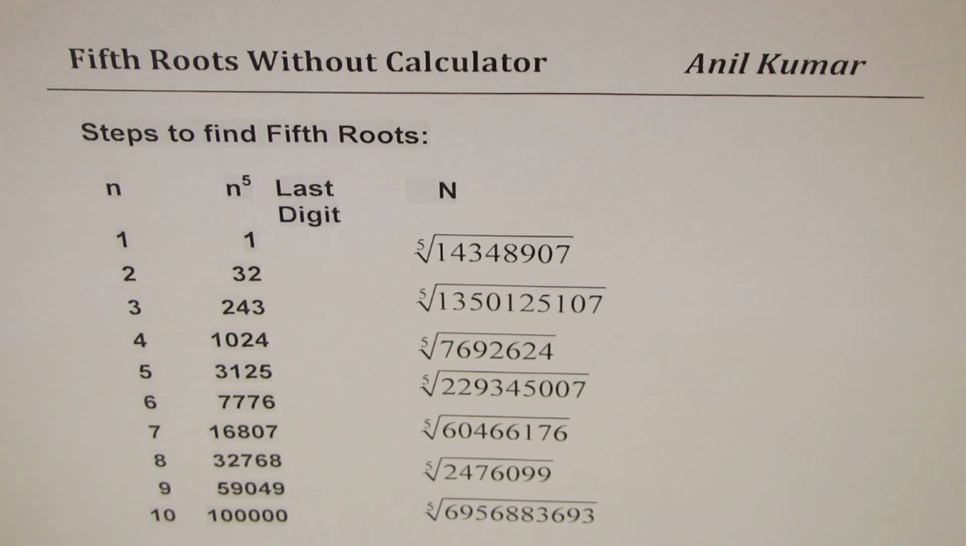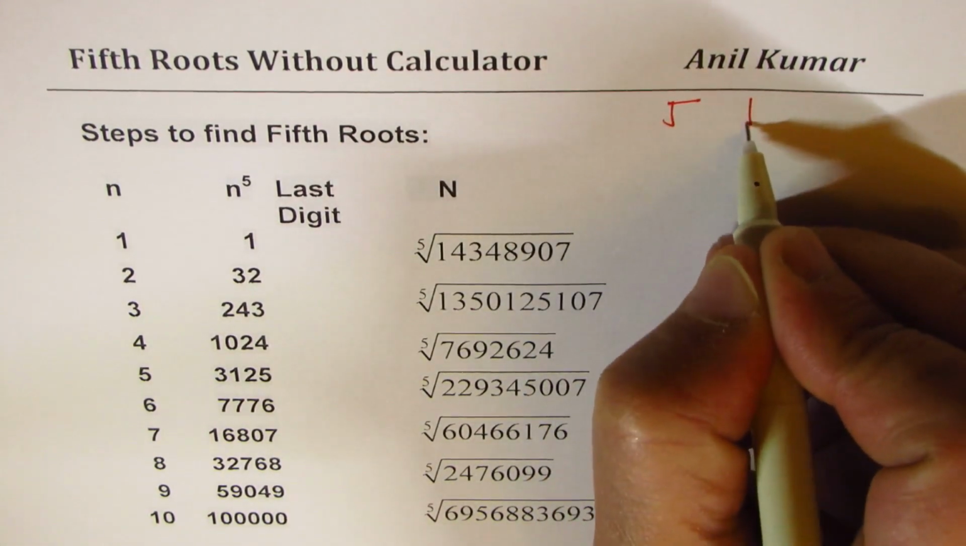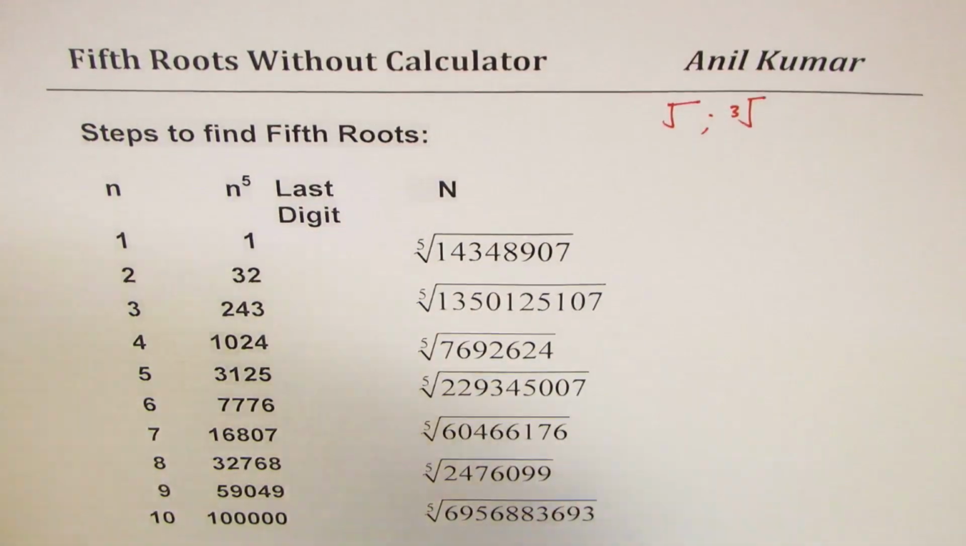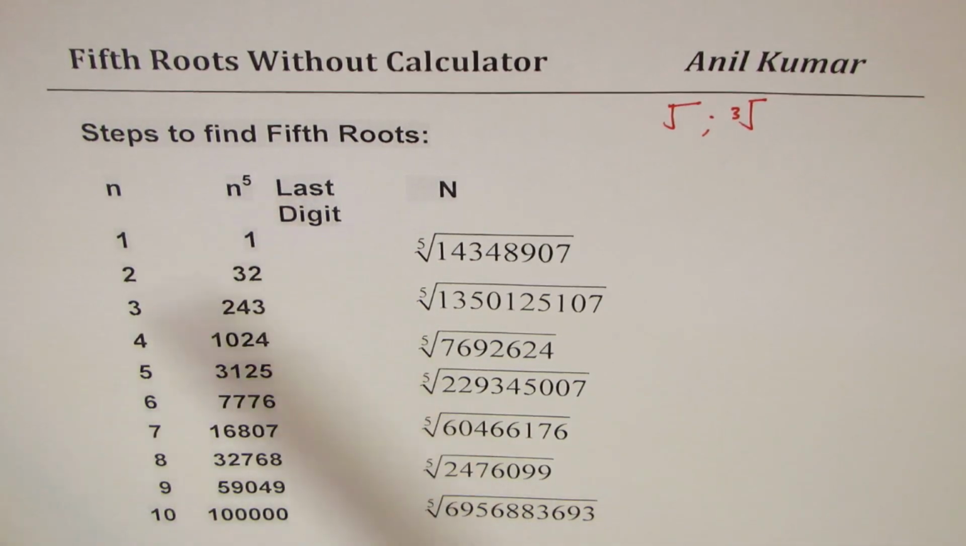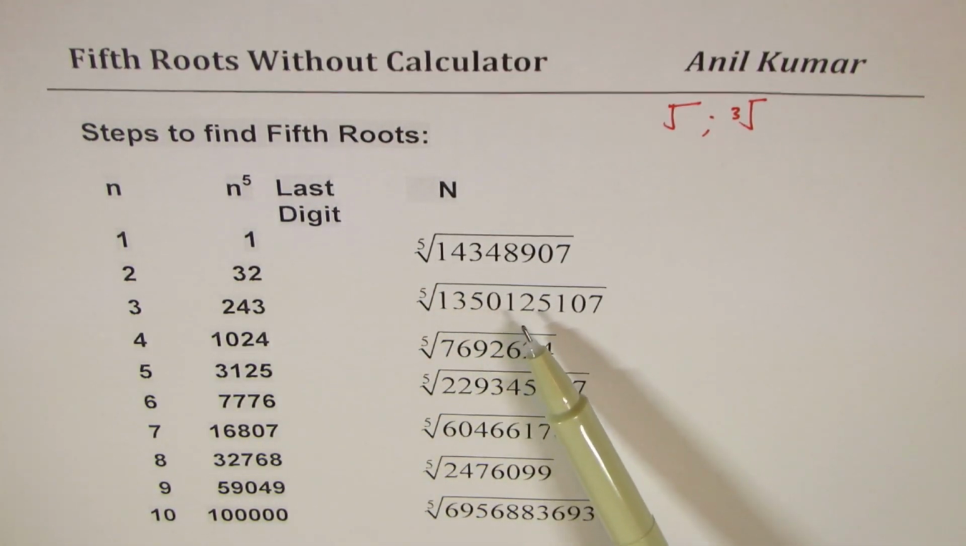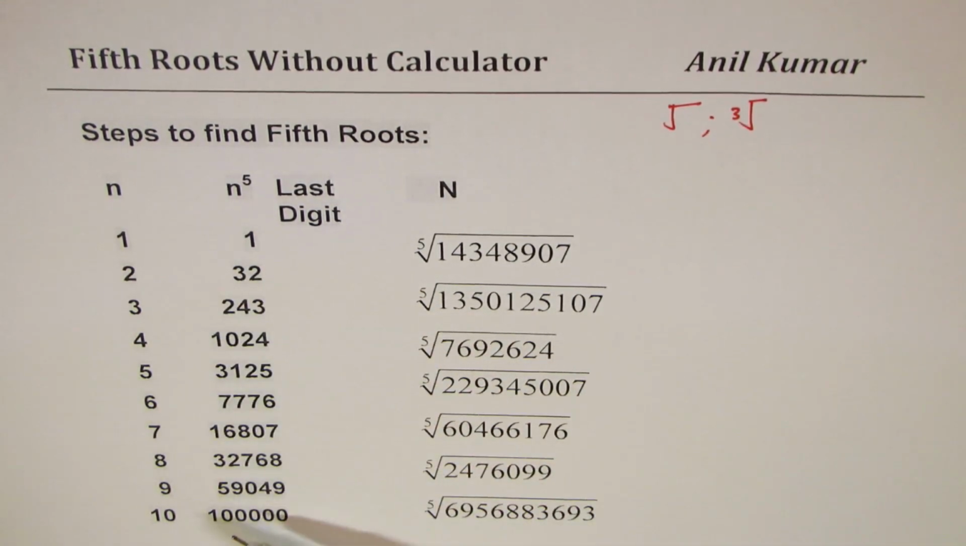Now the process is exactly similar to what we did for square roots and cube roots, right? So we'll follow exactly the same process. The idea is, first step, you have to remember the fifth powers of the first 10 numbers, okay? So here's a list. If you really want to do it without a calculator, that is a must. Otherwise, you can keep this list handy, have a look at it, and then solve.